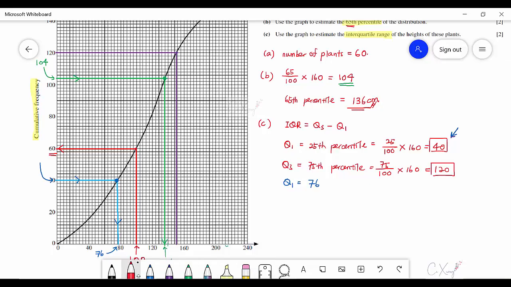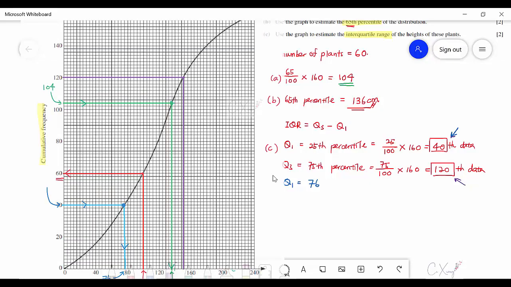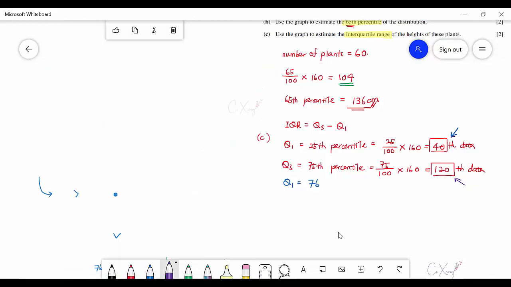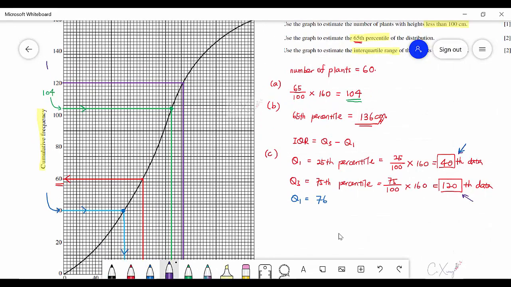All right, so maybe for this one, I write it as the 40th data, right from the cumulative frequency curve. Then the value itself for Q1 should be 76. And then how about for Q3? For Q3, we need to read the value from 120 on the cumulative frequency. So from the cumulative frequency, 120 is this one.